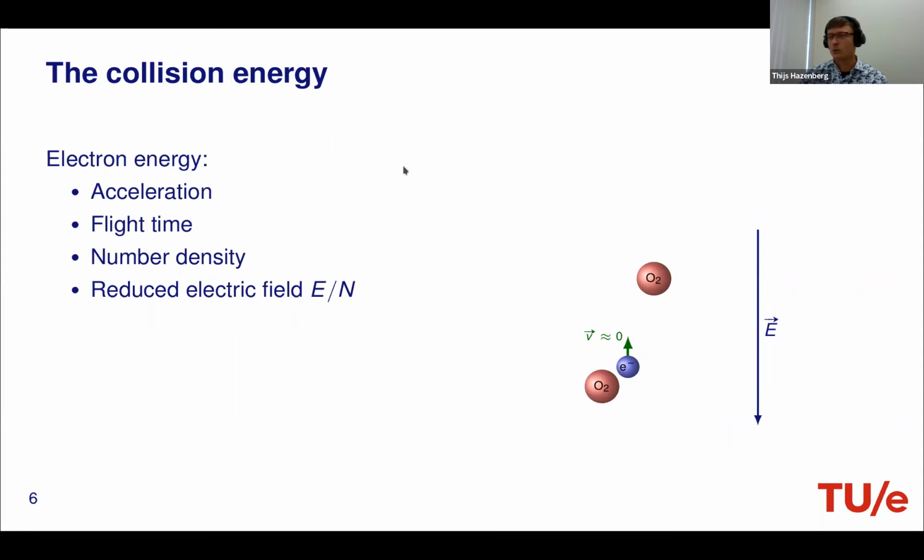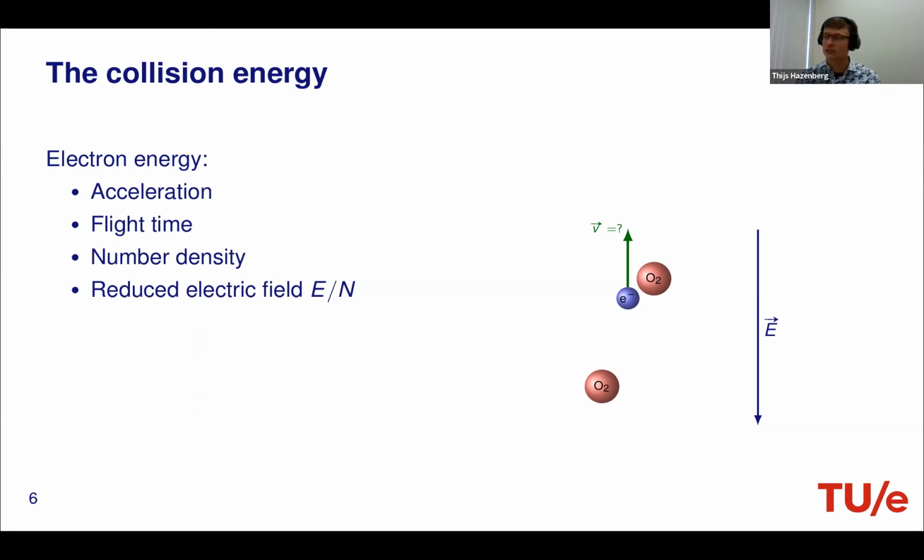Okay, and then the next question is, what is the energy that this collision is going to happen at? So we have an electron that just bumped off from a molecule, and we will just assume that the velocity is 0. We now have an electric field. This electron gets accelerated. And what determines the electron energy when it hits our oxygen molecule is basically the flight time in between, because we have a constant acceleration by the electric field.